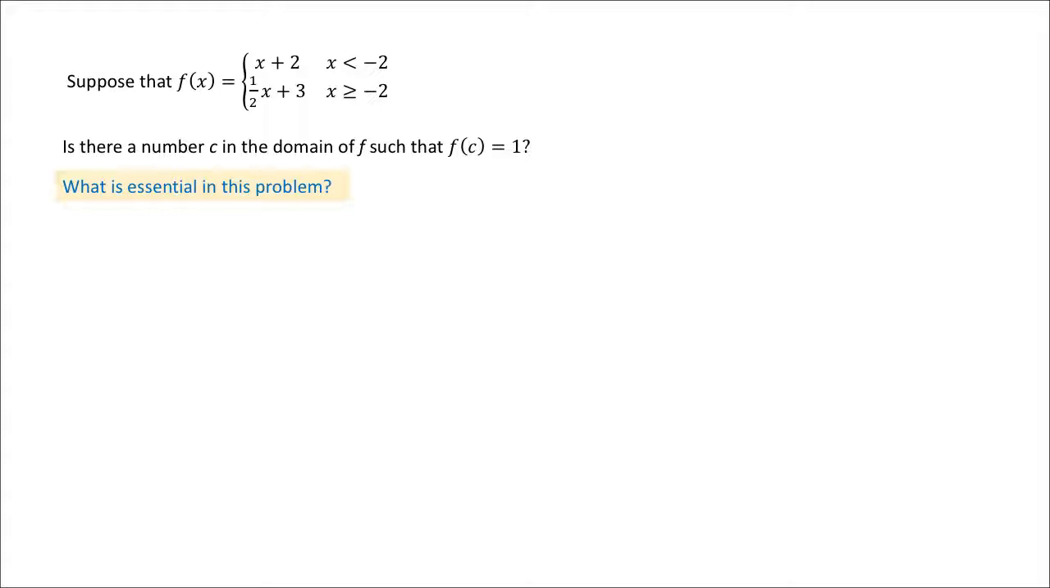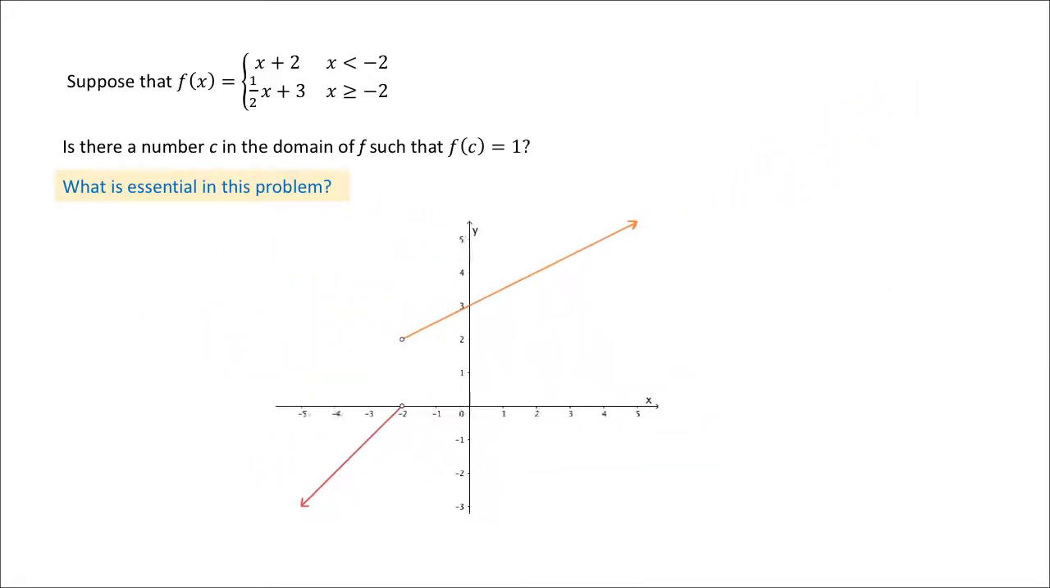Emphasizing here, notice how I am starting with a piecewise function. Is there a number c in the domain of f such that f of c is equal to 1? What is essential in this problem? I know that you can probably imagine it. This is similar to the path of the flying saucer, the vessel, in my second illustration. This is how the graph of this function looks right here. Let's put it here in the middle.